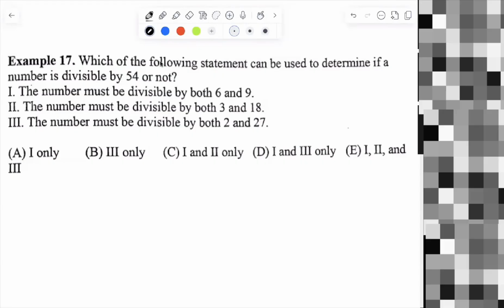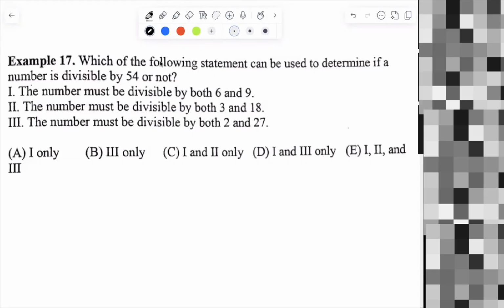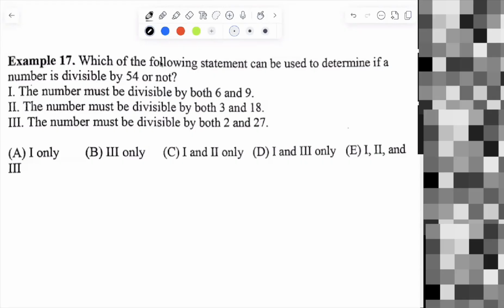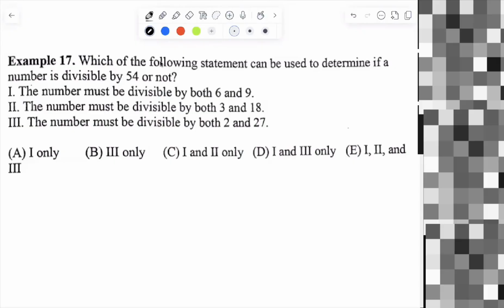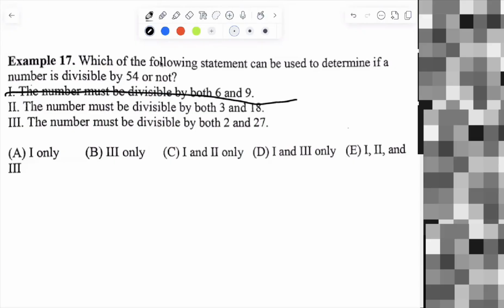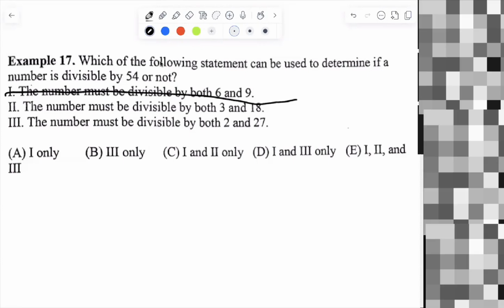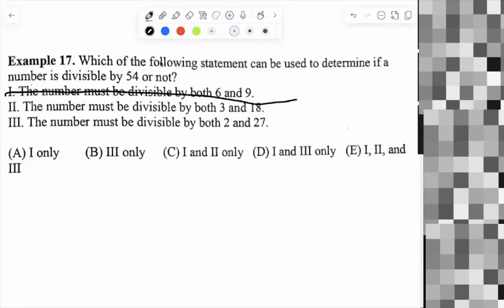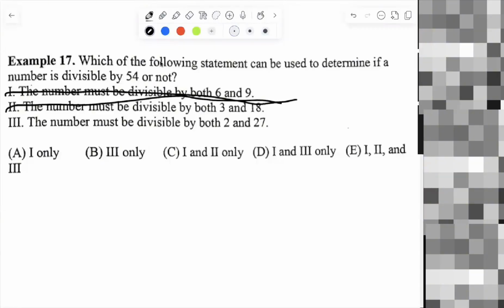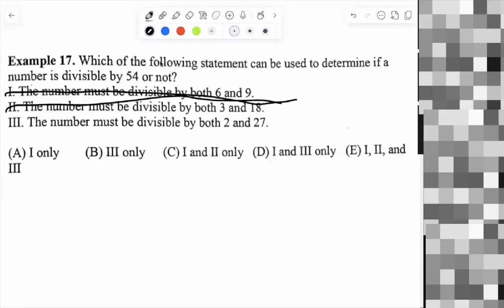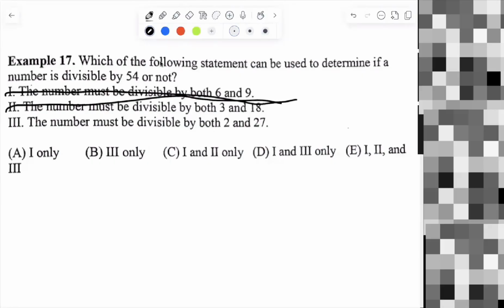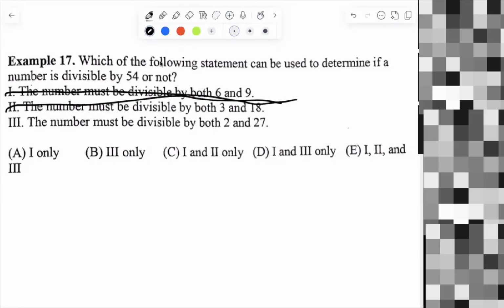We also have 36. 72 also doesn't work. So we can rule out 1. The number must be divisible by both 3 and 18. The same thing, doesn't work. Since both of them are divisible by 3, the only thing we're making it divisible by is only 18. And that does not really make any number divisible by 18 divisible by 54.